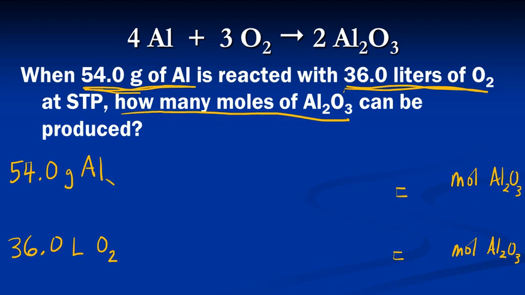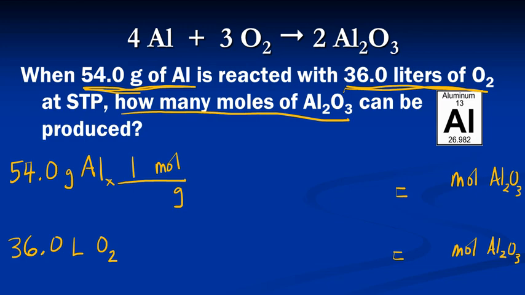The first thing we want to do is convert that to moles. That's always the first step, convert to moles. So moles on top, grams on bottom. And how many grams are in a mole of aluminum? Well, we have to look at the periodic table. We see it's about 26.98, so we can round that to the nearest tenths place and say about 27.0. Grams cancel. We're now in moles of aluminum.